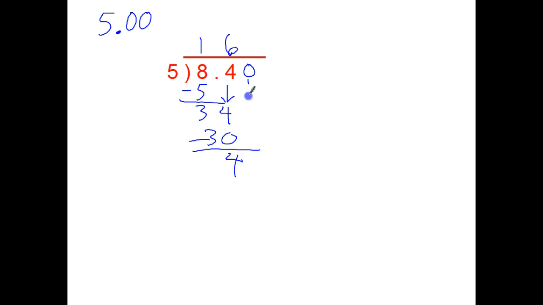So now that I added the 0 there, I'm going to bring it down. And now how many 5's in 40? There's 8 of them. 8 times 5 is 40. Subtract, nothing left, so I don't have to add any more zeros to it. Bring my decimal point straight up, and my answer is 1.68. 1 and 68 hundredths.